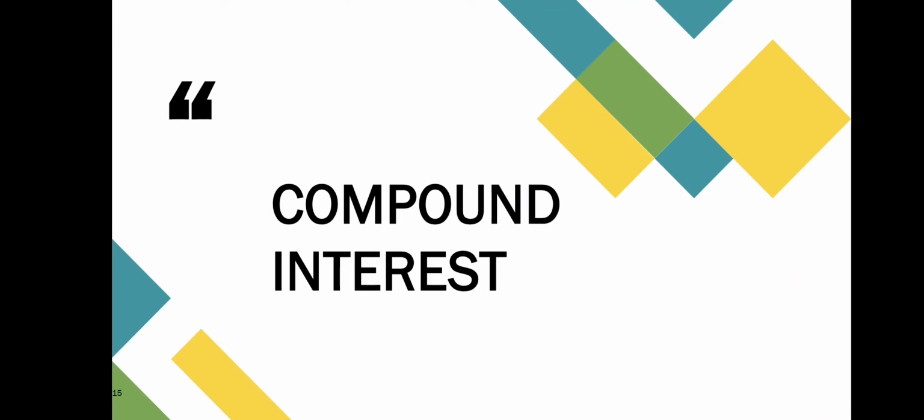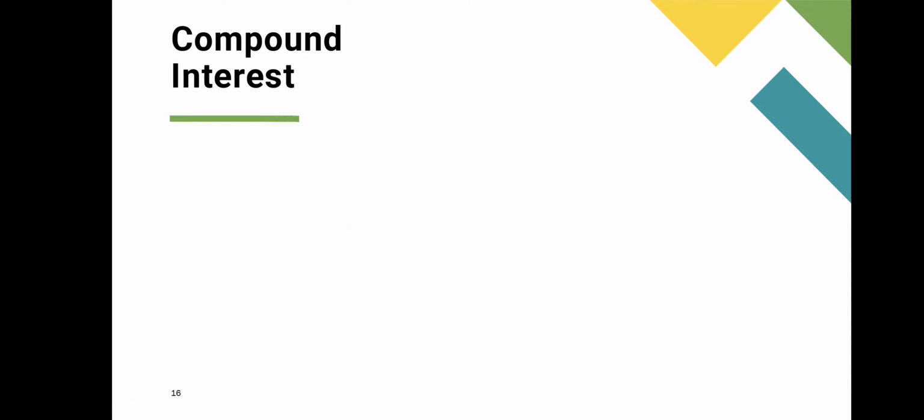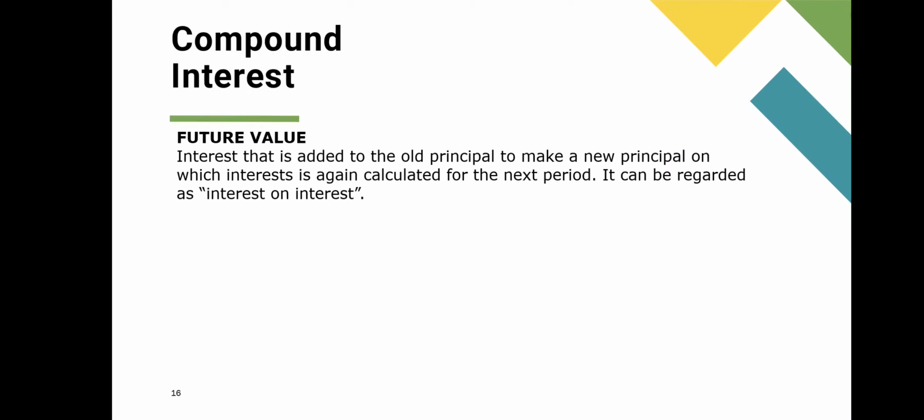Next, let's proceed to compound interest. For compound interest, the future value is the interest that is added to the old principal to make a new principal on which interest is gained and is again calculated for the next period. So, compound interest could also be called interest on interest.